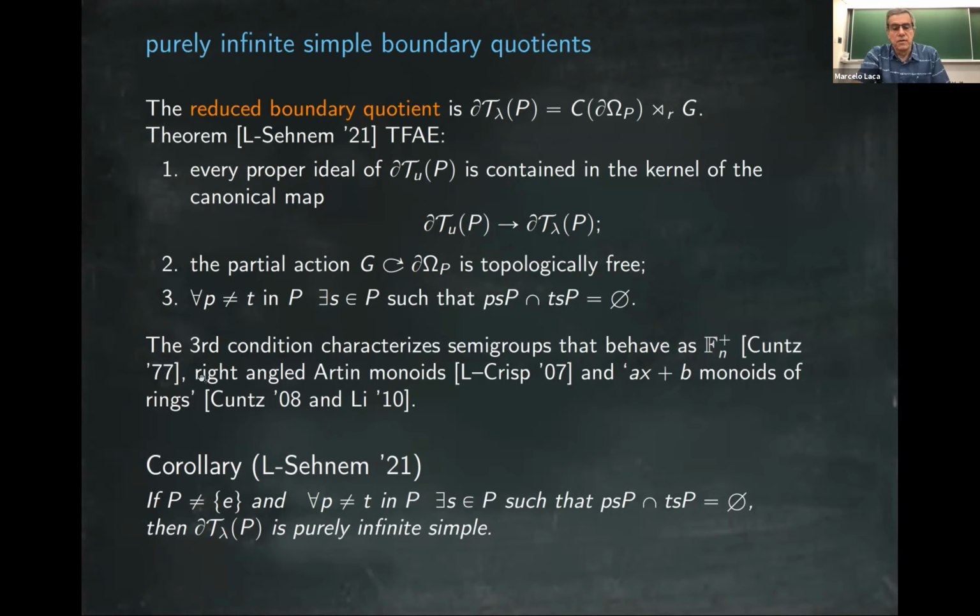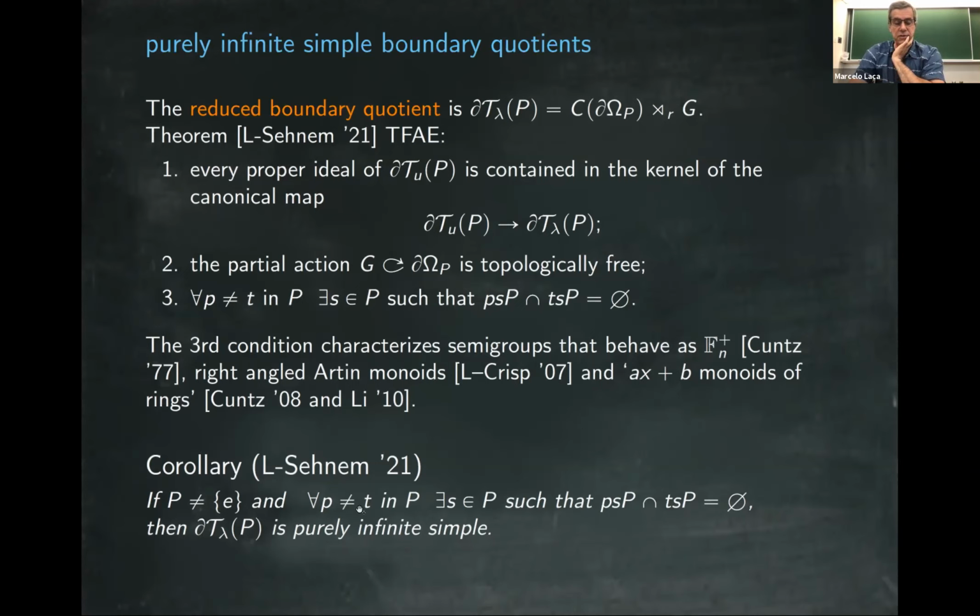And also there's right angle Artin monoids from early work of mine with John Crisp, and also the ax plus b monoids of rings or ring C*-algebras of Cuntz and of Li. So these are boundaries, their boundaries have the property.